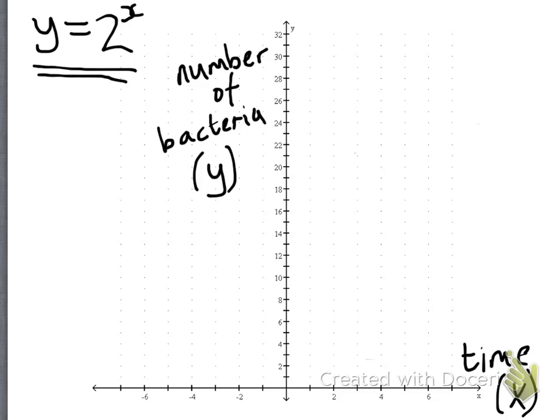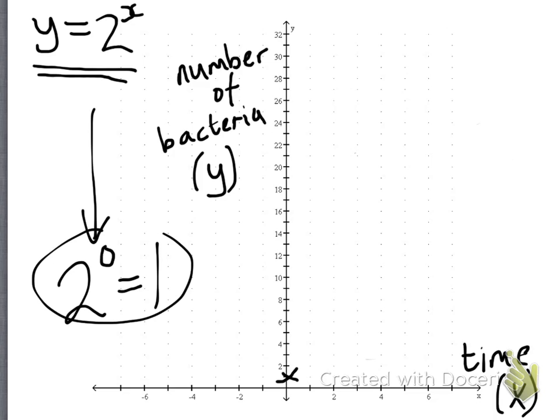Okay, so let's have a think about this. Now remember, at the start of time, when we start this, let's say I've got one bacteria. So when t is 0, or when x is 0, what's 2 to the power 0? Anything to the power 0 is 1. That's why I've got the one bacteria at the start. When t is 0, when x is 0, at the start of time, I've got one bacteria. There we go, 2 to the 0 is 1.